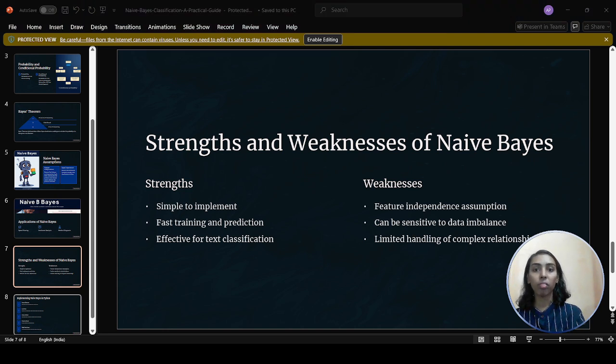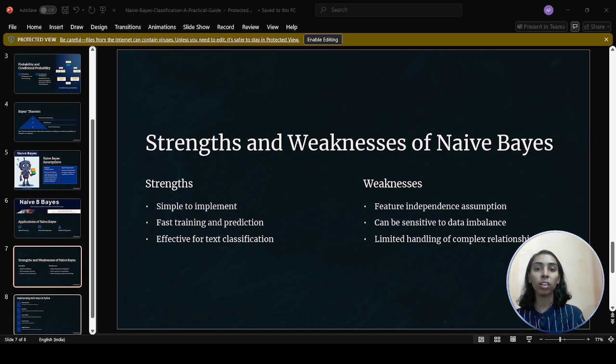So we will import the required libraries for naive Bayes classification. Then we will load and prepare the data, train the naive Bayes model, make predictions, evaluate the model, and so on.